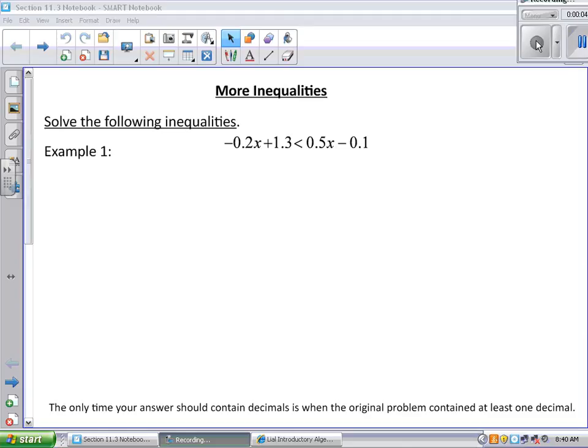This is Lisa. We're going to finish up our section on inequalities today. Solving the following inequalities, we're going to talk about how to solve inequalities with decimals and with fractions.